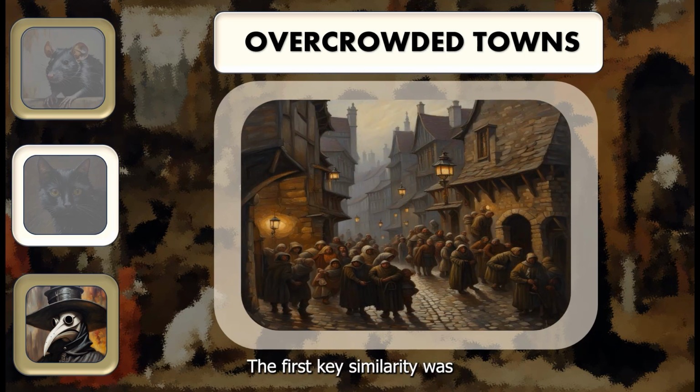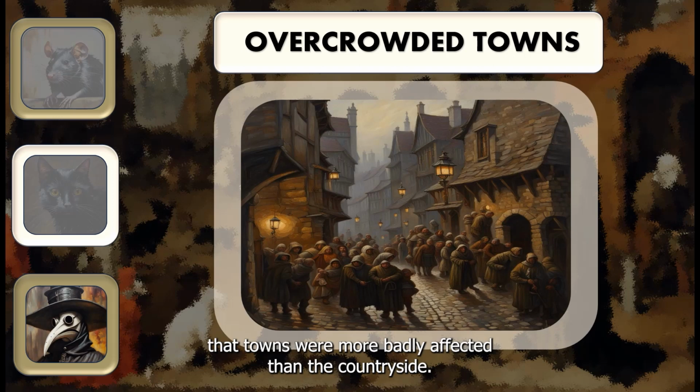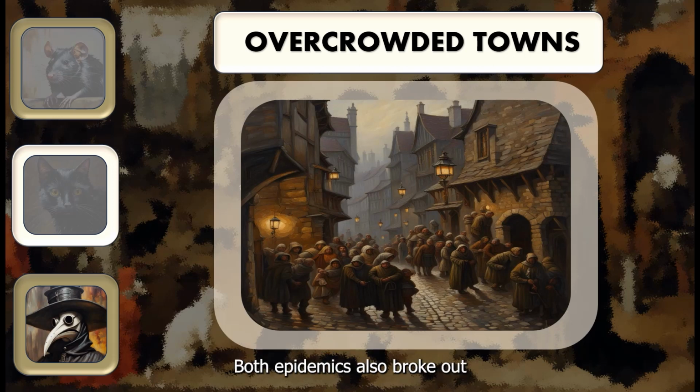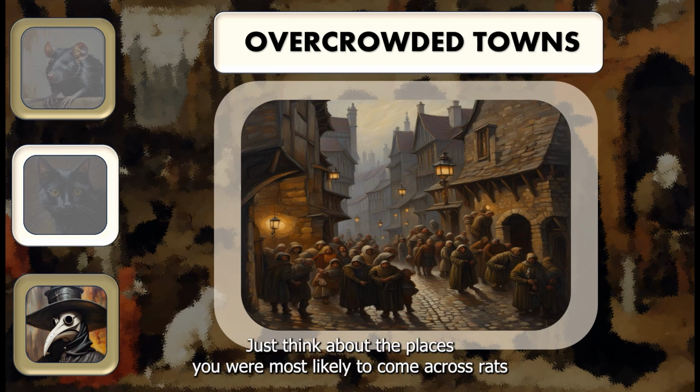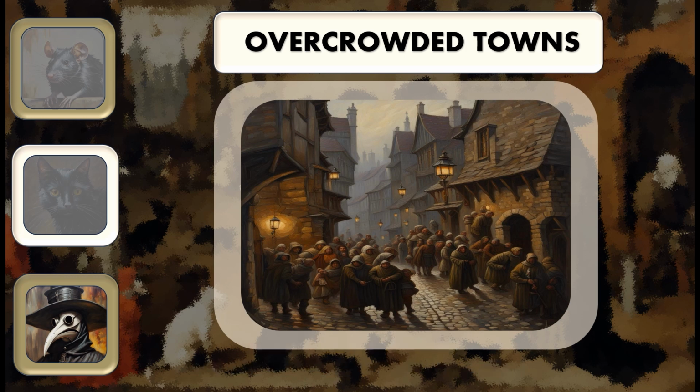The first key similarity was that towns were more badly affected than the countryside. Both epidemics also broke out in the poorest areas of the town first. This is because plague spread in overcrowded, underventilated, dirty conditions, especially those with poor waste disposal. Just think about the places you were most likely to come across rats, or a place where you would not wish to stand next to someone who was suffering from a bad cold. The poor also could not skip town as easily as the rich, because they did not have the financial means. This meant they were often the first ones to be forced into quarantine by government officials.